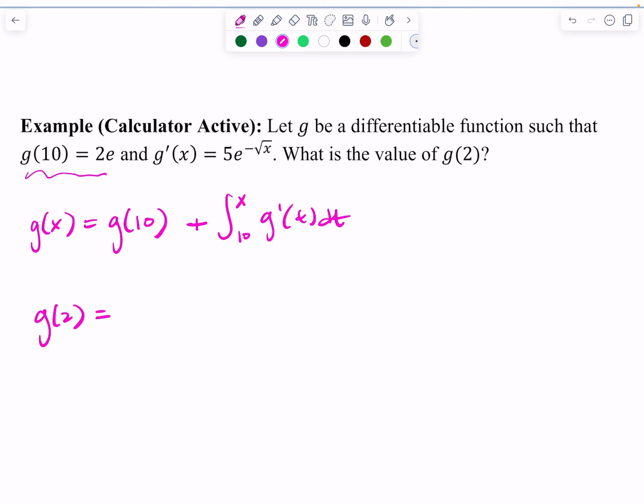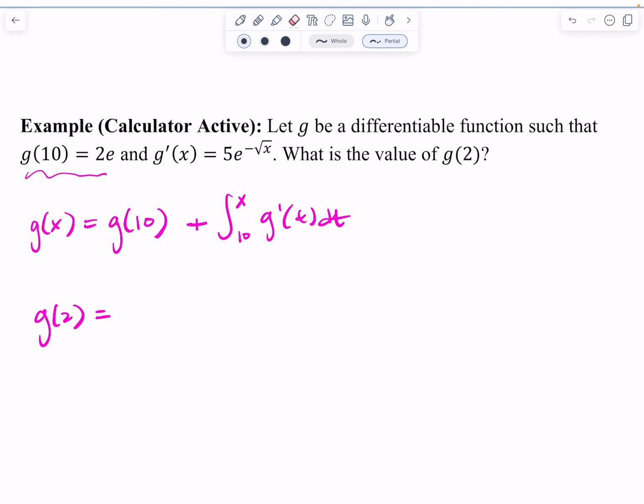right, because I know it was thrown out in class, like, oh, find the integral, find g by integrating 5e to the negative square root of x, and then use the g of 10 equals 2e to find c. And yes, that technically could work. However, you don't know how to integrate by hand the 5e to the negative root x. So we have to fall back on coming up with the function g in integral form, okay? And using that starting point as our initial point.